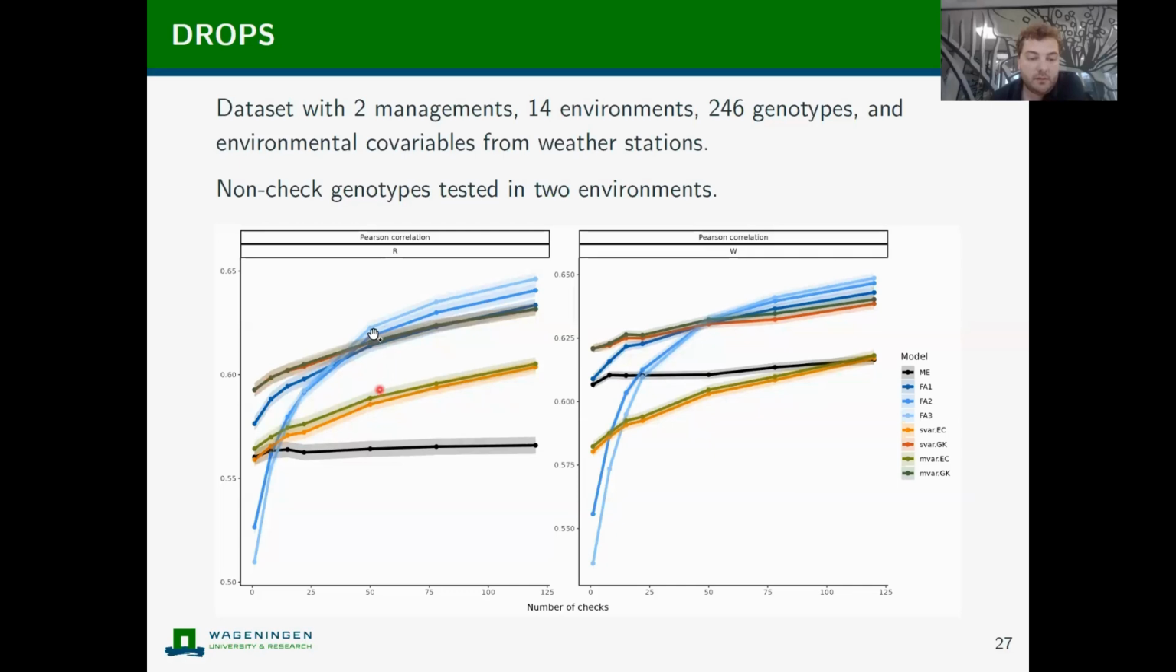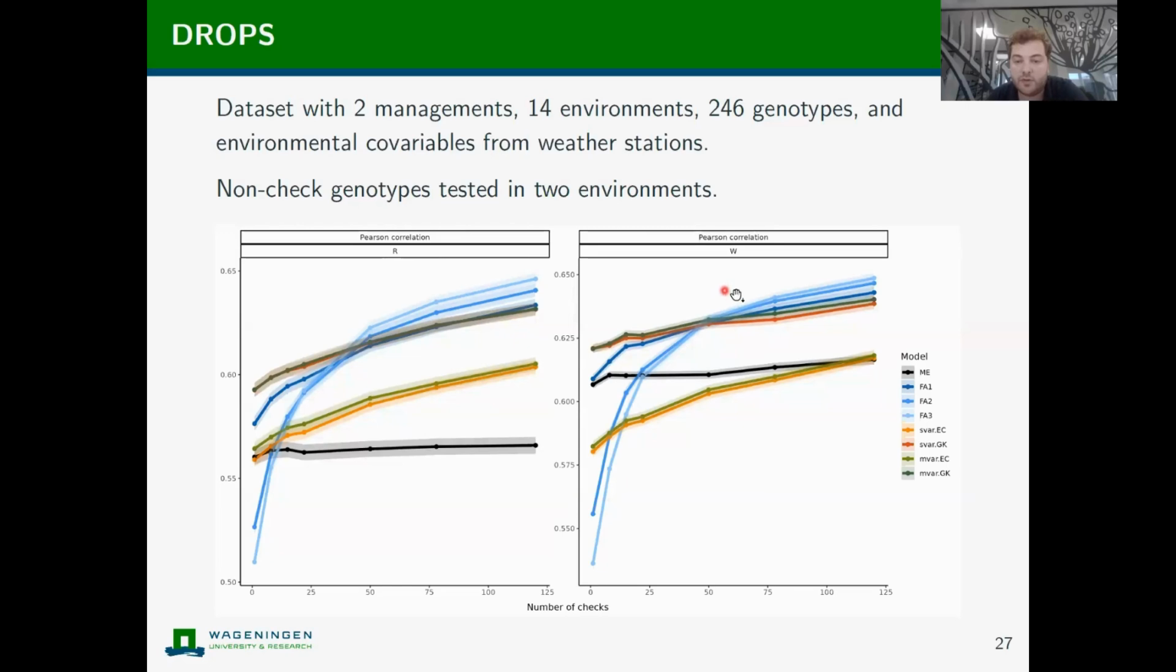So what you see is that, up to about, let's say, 40 checks, the models using this nonlinear kernel slightly outperform the FA1 model, and the higher order factor analytic models drop off even more strongly. But if you have a lot of connectivity, so if you're getting close to a nicely balanced data set, then the factor analytic models actually do slightly better, which makes sense, because those will be able to fit the true G by E probably better from the phenotypic data.